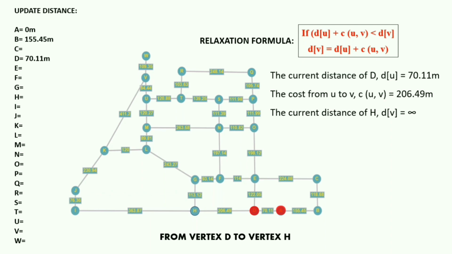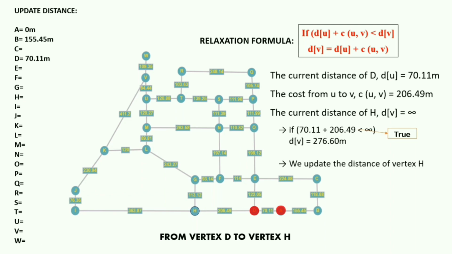Okay, the current distance of D is 70.11 meter, while the cost from U to V is 206.49 meter, and the current distance of H is infinite. Okay, we use the relaxation formula. If 70.11 plus 206.49 meter is less than infinite, then we will update the distance of vertex H.